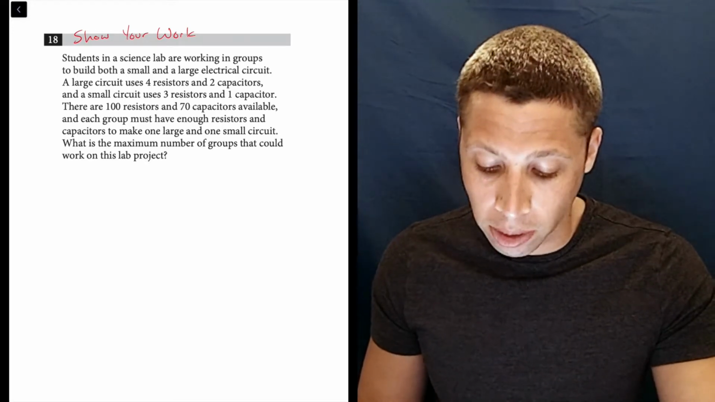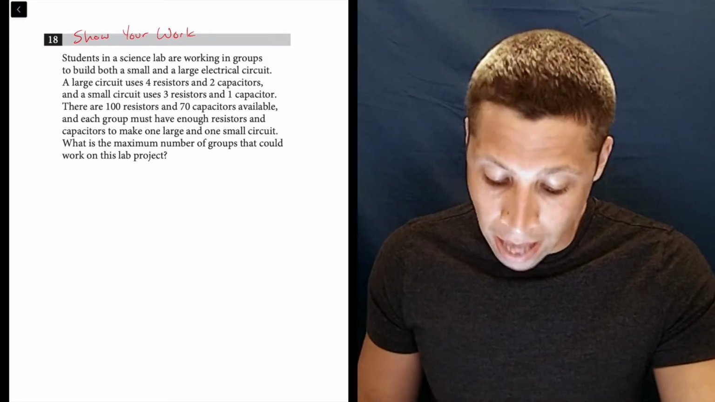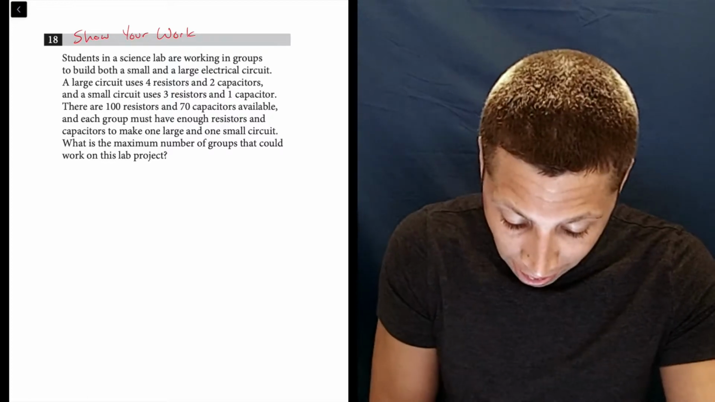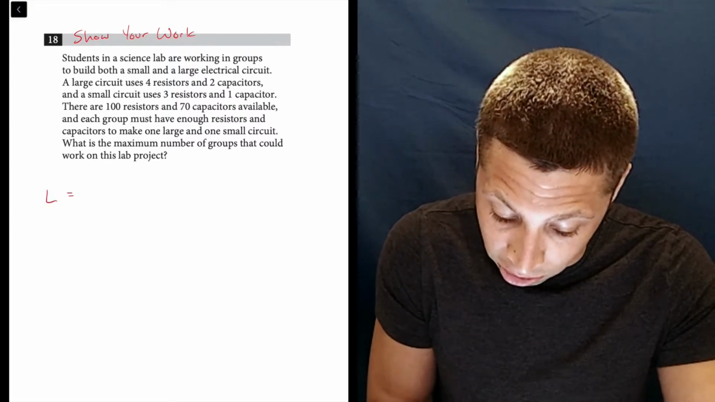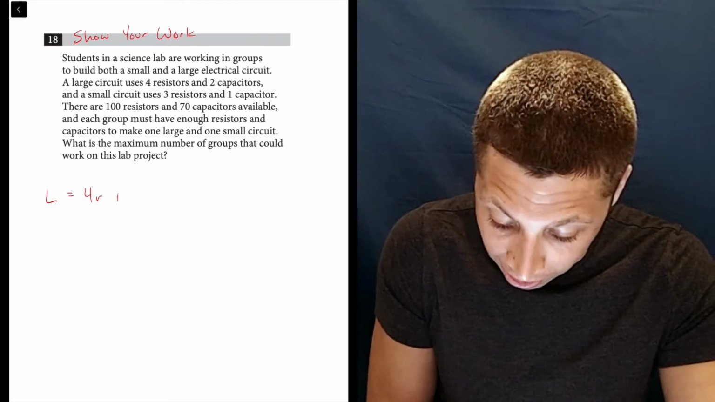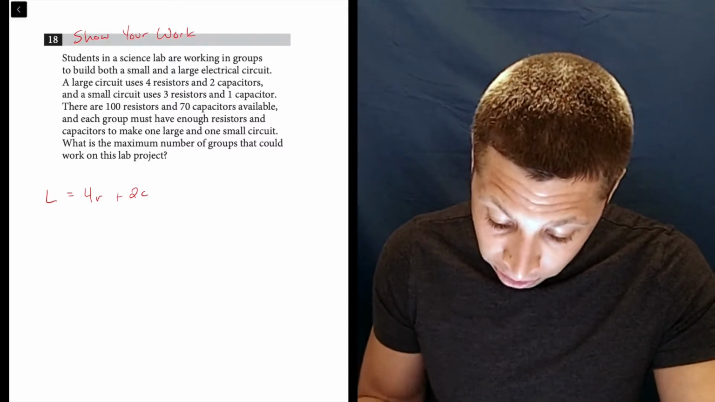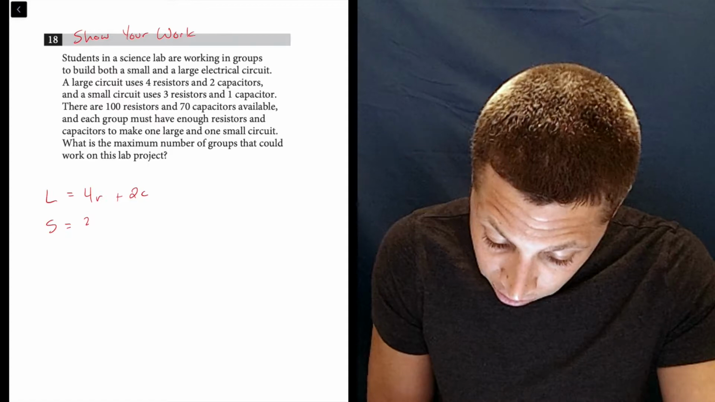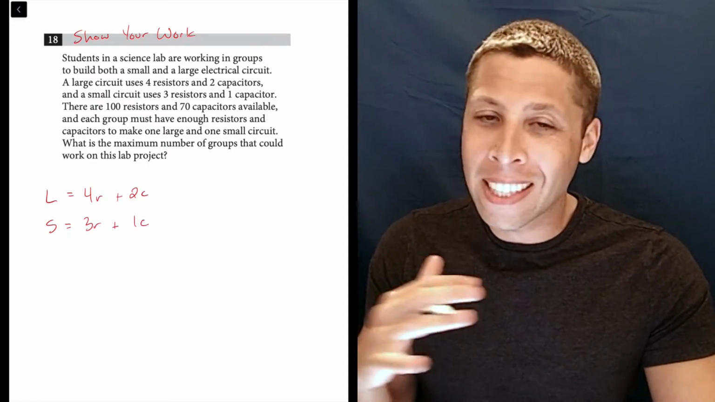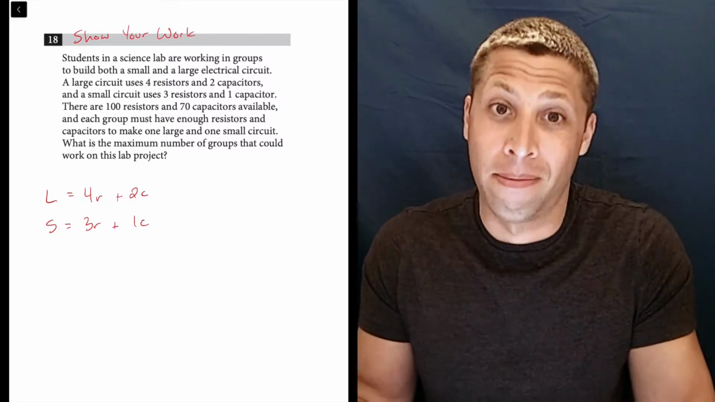Students in a science lab are working in groups to build both a small and a large electrical circuit. Great. A large circuit uses 4 resistors and 2 capacitors. Okay, let's take that information and take it out of here. So L, a large circuit, is 4 resistors and 2 capacitors. Okay, great. And a small circuit uses 3 resistors and 1 capacitor. So small is 3 resistors and 1 capacitor. I know it looks like an equation, but it's really not. I'm just simplifying and summarizing my information.